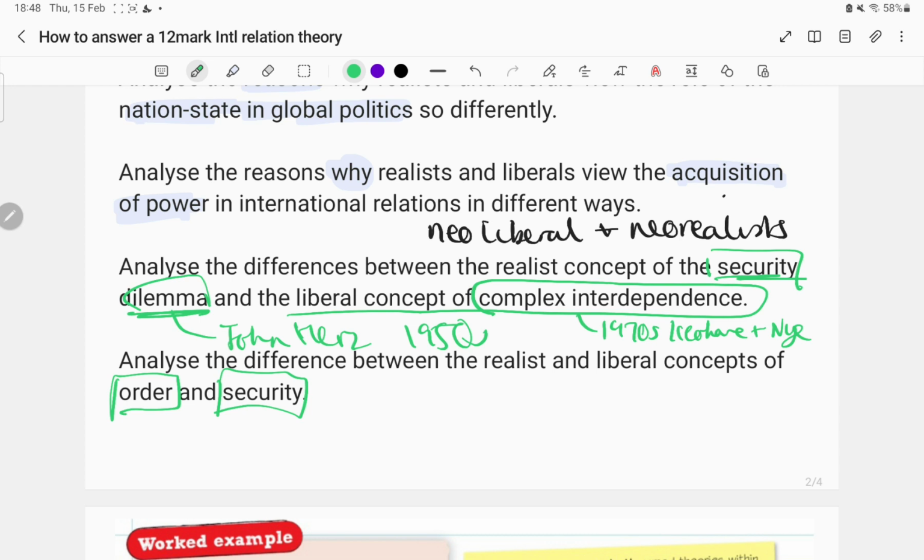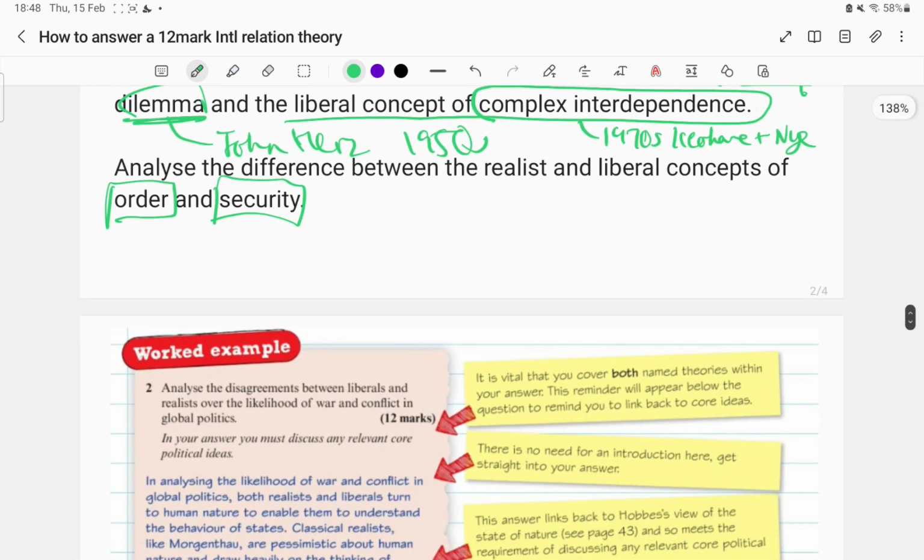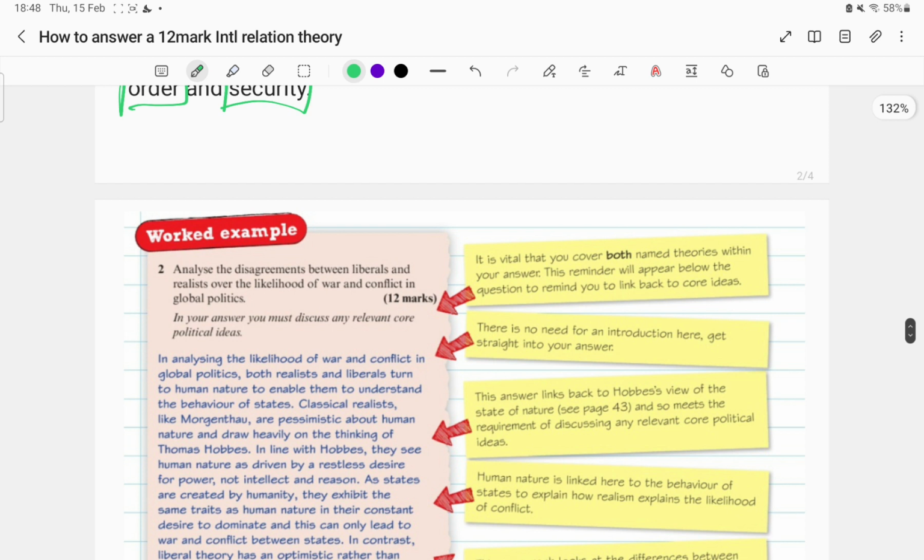So what I have here is a page from the Edexcel revision guide. It is the orange book, and this question is looking at the likelihood of war and conflict in global politics. Before you continue to watch the rest of this video, just think about how you would answer this, how you would approach this question, and essentially whether or not you could have 3 different reasons. So I will start.